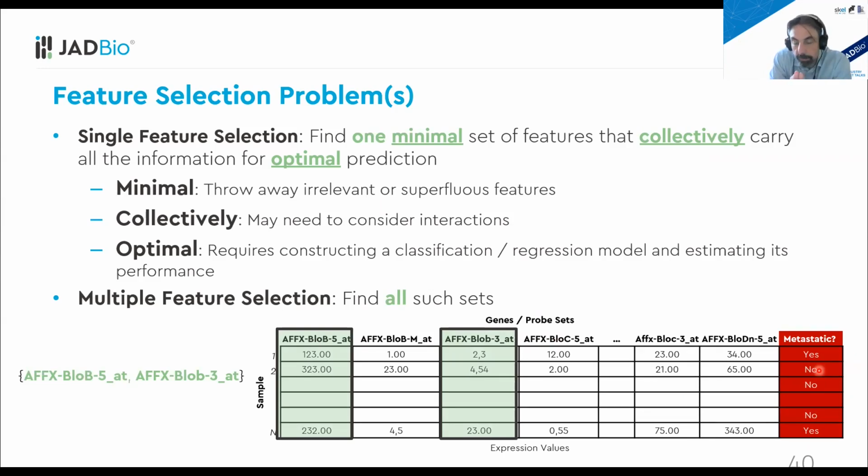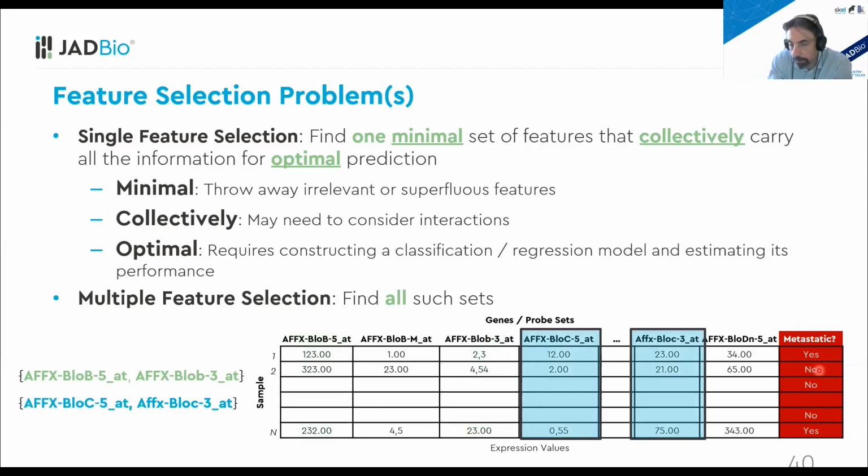It is misleading because it may very well be that there's another set of two features that also carries all the information for optimal prediction. And there are very, very few algorithms that actually report multiple solutions to the feature selection problem and solve what we call multiple feature selection. So very few algorithms, I would count them on my 5 fingers, probably.